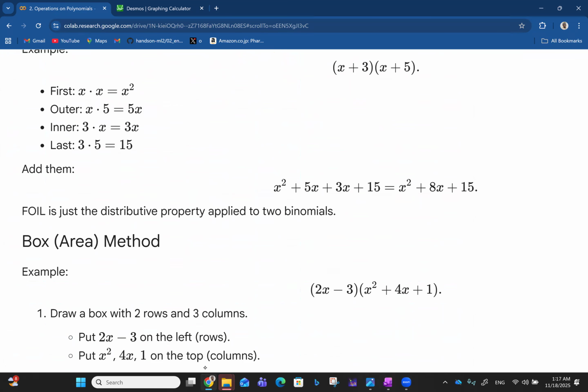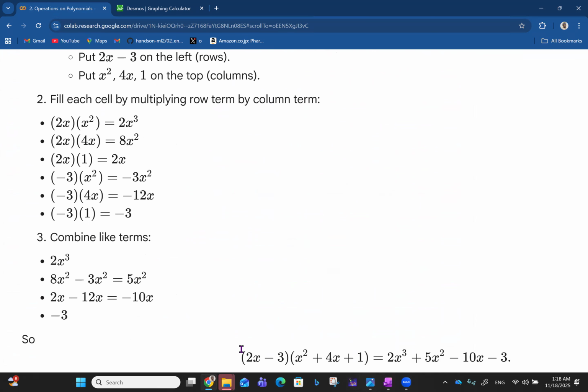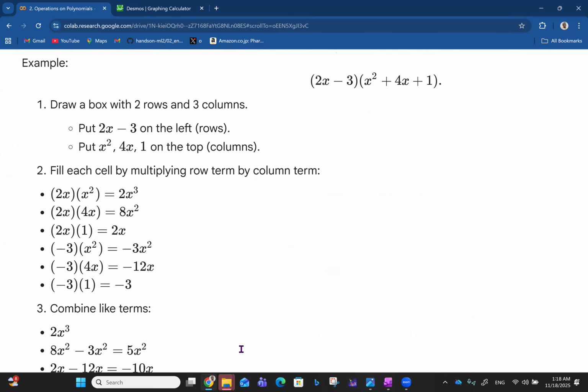So 2x minus 3 into x squared plus 4x plus 1. I want to use the box method for all of that. So let's see how that goes. I think I'll just go through this, then I'll do it on that other page.